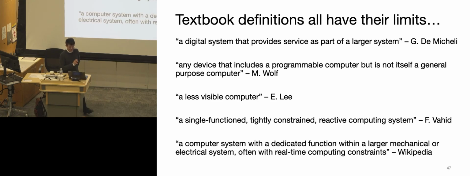Do we have some favorite ones? So first is a digital system that provides service as part of a larger system. I guess what that means is it's doing a separation between general purpose and a single specific purpose. It's like what we brought up in our discussion. And for the third one, less visible computer, I will argue to be careful of these super short definitions. They usually look quite striking, but if you think more about it, they have less content in them. Do we have some favorite one of these?